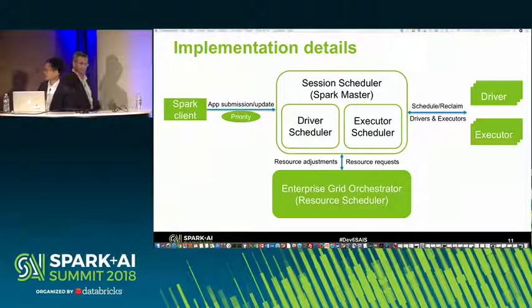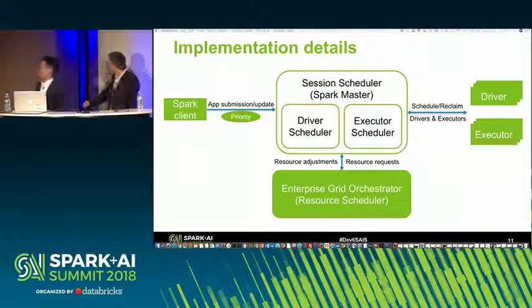Okay, so let me start explaining the implementation details. Here I prepared a high-level overview of the Spark cluster. If you look at the left, we have a Spark client, with application submissions and application updates through a RESTful API. The priority value is passed from the Spark client to the session scheduler, which is equivalent to the Spark master in the open source concept. Within the session scheduler, we have a driver scheduler and an executor scheduler. And the priority value passed from the Spark client feeds into each of these schedulers.